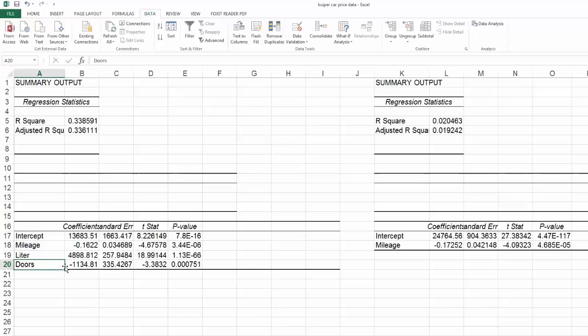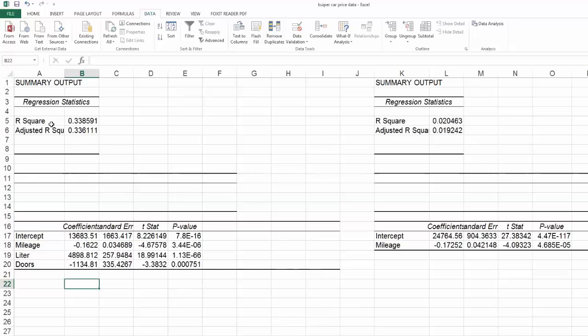But it appears that when the number of doors decreases, that pushes the price up. So if doors goes down, it pushes the price up. There's this negative sign out front. So it seems like my first hunch was probably correct, that people like these cars with fewer doors. They're sportier, they look nicer, and people are willing to pay more for them. So I get a negative coefficient for that. Again, interpreting these things is done exactly the same way.